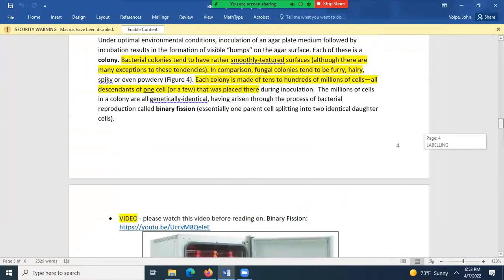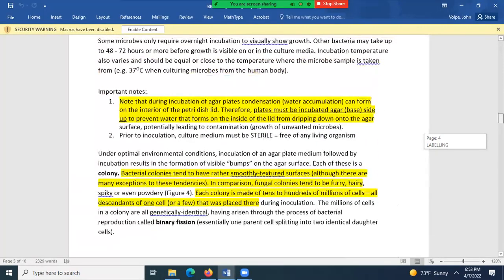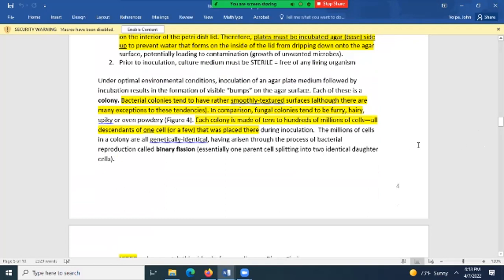All right, so there's a video you can watch on binary fission, how cells divide by binary fission. Oops, let me go up. Did I talk about that? Yes, I haven't talked about this though.